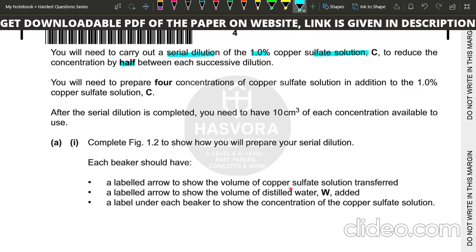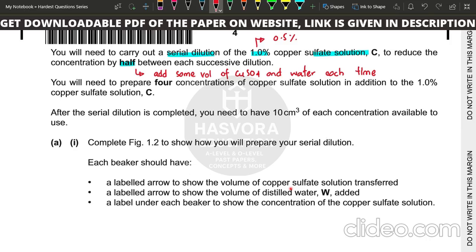Now when we are actually reducing the concentration by half, what does this mean? This means that we have to add the same volume of copper sulfate and water each time. Okay, so for example, if I have 1%, and I'm going to 0.5%, in the case if I'm preparing 20 cm cube of 0.5%, what I will do, I will just take out 10 cm cube of 1% copper sulfate solution, and then I will add 10 cm cube of water to it, so it will become 0.5%.